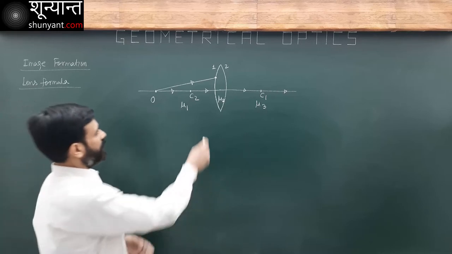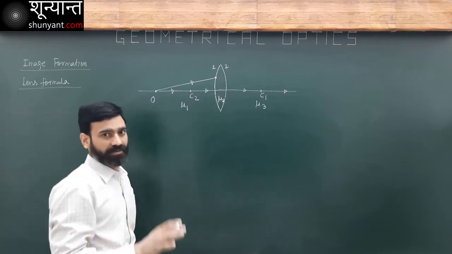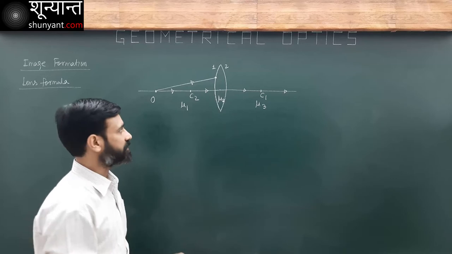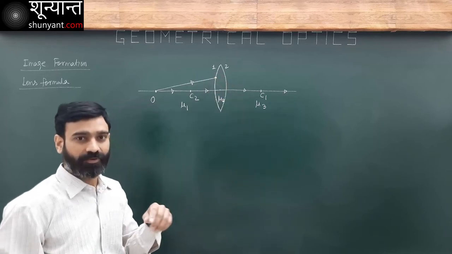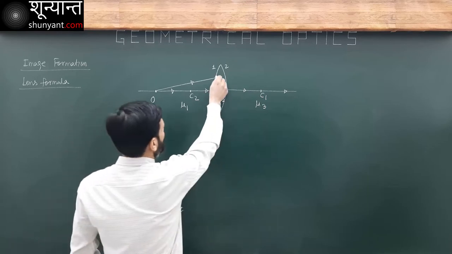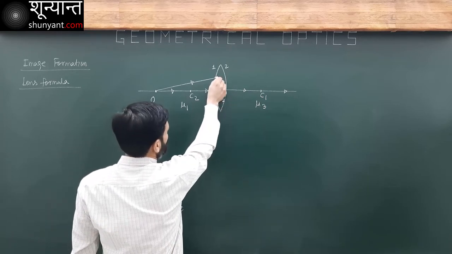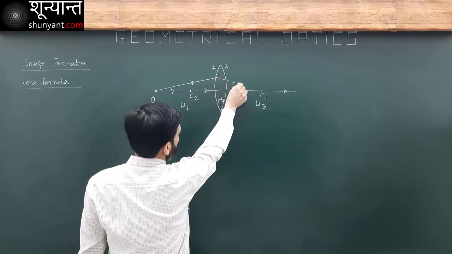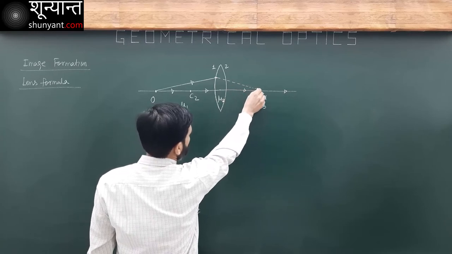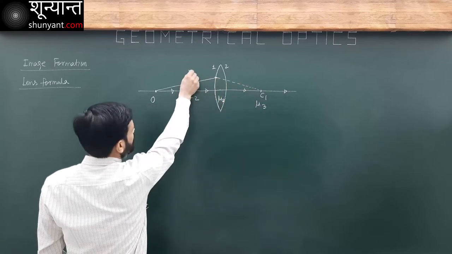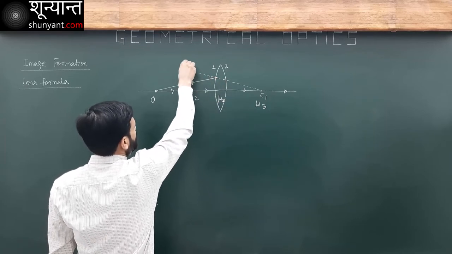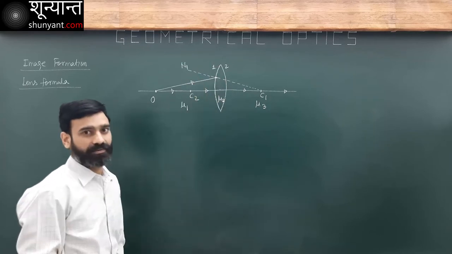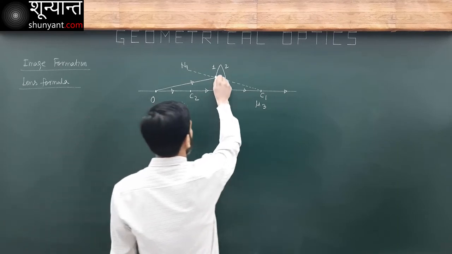At this point, there will be refraction from this surface. Now, I need to find where the refracted light will go. So what do we do? I find the normal. I will join this point with the center here. This becomes the normal. This line becomes the normal at the first surface.